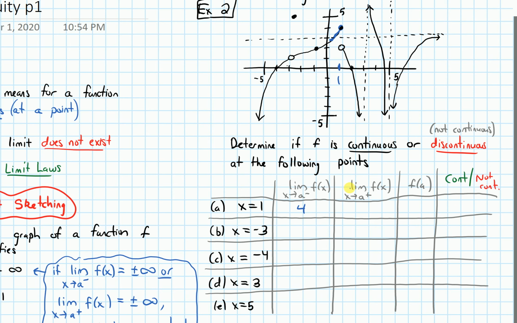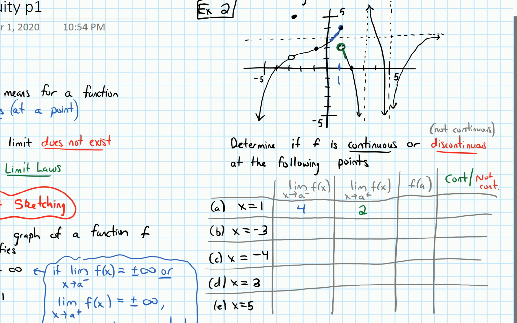What about as x approaches a from the right-hand side? In this case a is 1. As we approach 1 from the right-hand side, that's this part of the graph. And those y values seem to get close to the y value of this hole, which is 2. At this point we can actually tell whether it's continuous or not continuous without even figuring out what f of a is. It doesn't even matter.